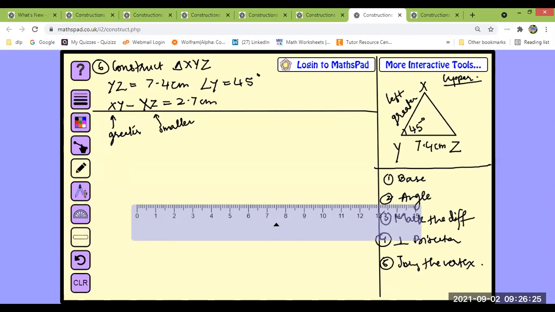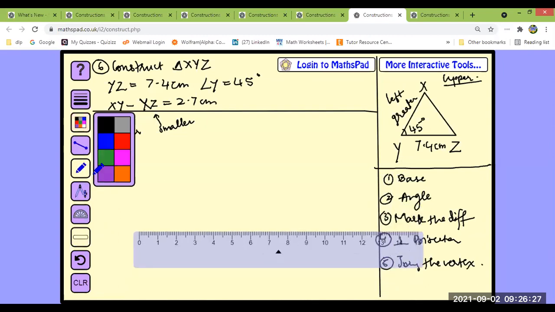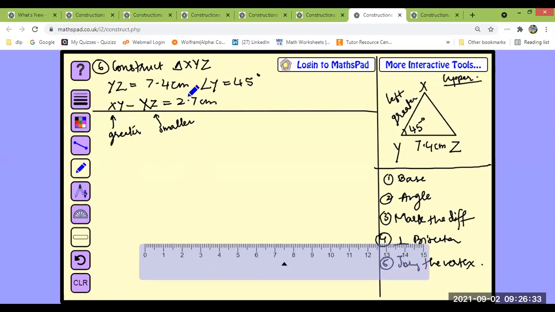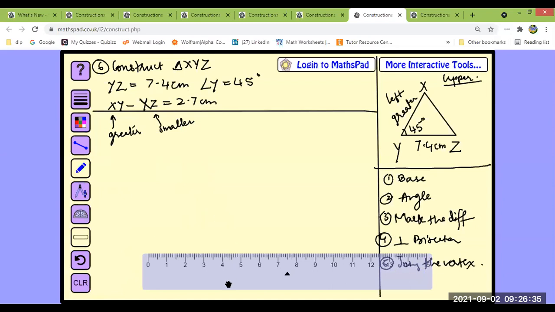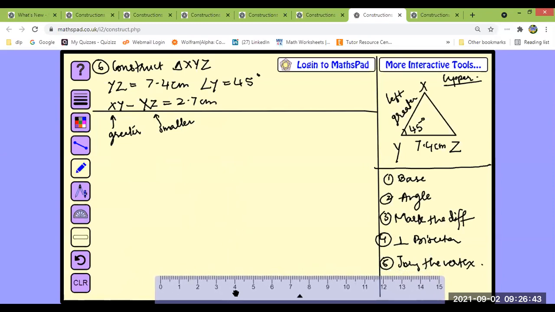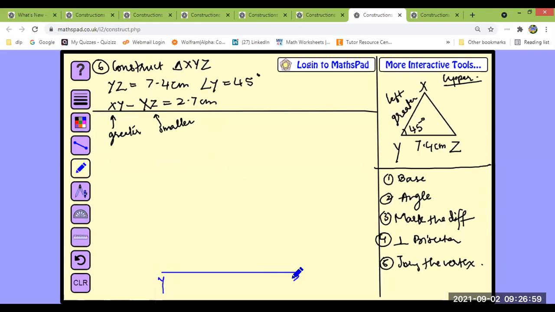Okay, so let's start with the construction. Step 1, we have to draw the base. Base is given to be 7.4 centimeters. Notice the difference is 2.7. So you need to pull down the ruler so that there is a lot of room on the upper end, so that the lines they meet. Fine, and angle is 45 degrees. Let's keep it till here. Now draw the base, that is 7.4 centimeters. So here we draw 7.4 centimeters till here. Okay, label it. This is YZ, 7.4 centimeters.